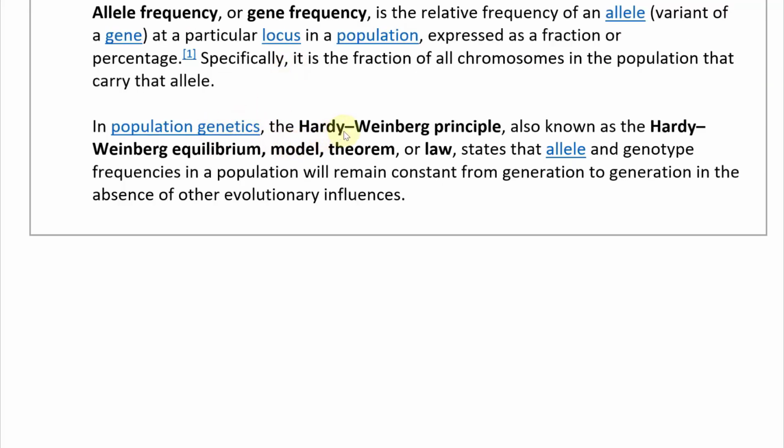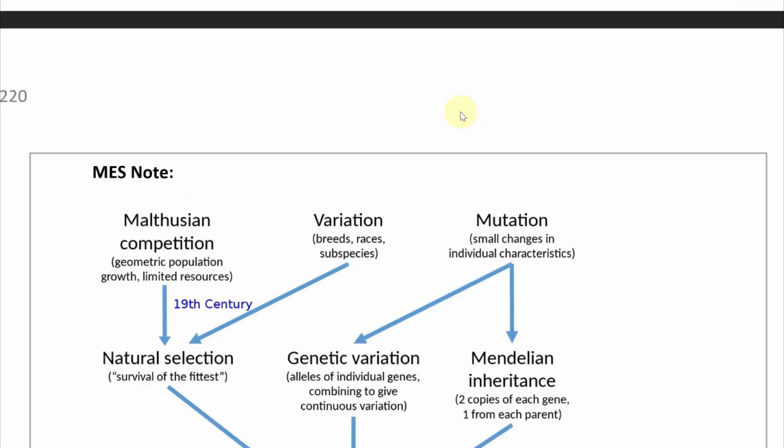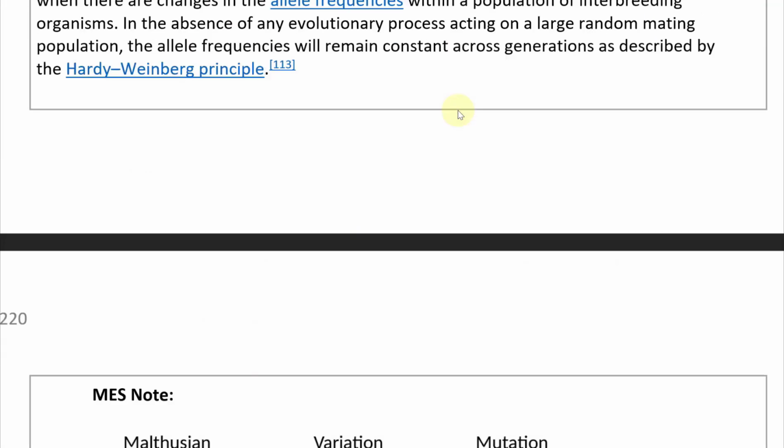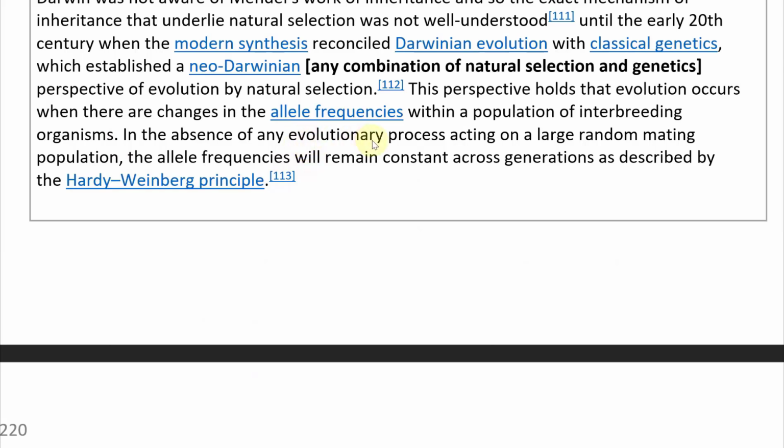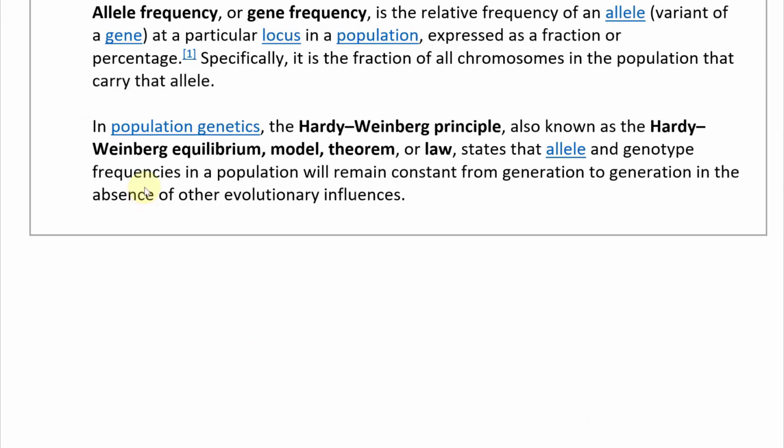In population genetics, the Hardy-Weinberg principle: in the absence of any evolutionary process acting on a large random mating population, the allele frequencies will remain constant across generations as described by the Hardy-Weinberg principle. The Hardy-Weinberg principle, also known as Hardy-Weinberg equilibrium, a model, theorem, or law, states that allele and genotype frequencies in a population will remain constant from generation to generation in the absence of other evolutionary influences.